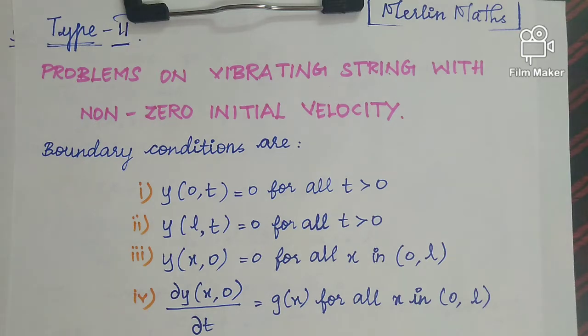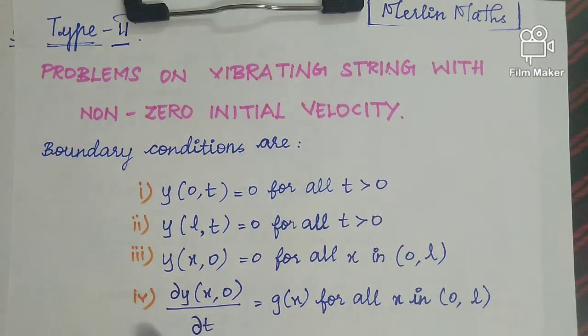So what are the boundary conditions for type 2? The first boundary condition is y of 0 comma t equal to 0 for all t greater than 0. And the second condition is y of L comma t equal to 0 for all t greater than 0. These two conditions are the same for both types. The third condition is y of x comma 0 equal to 0 for all x in 0 comma L.